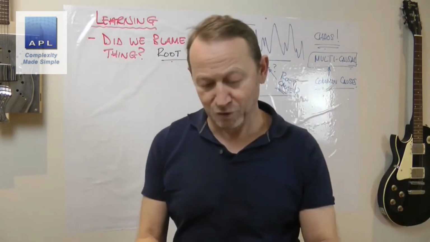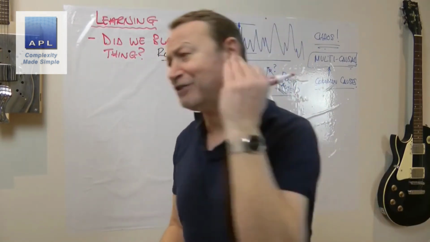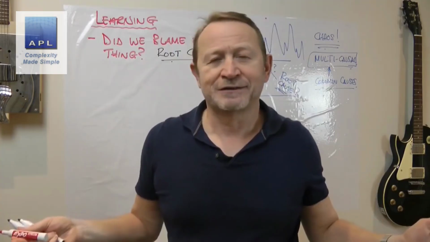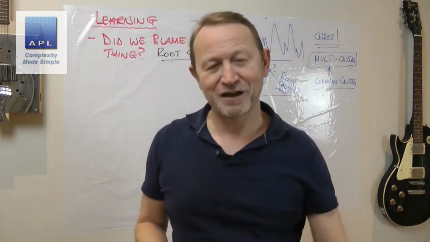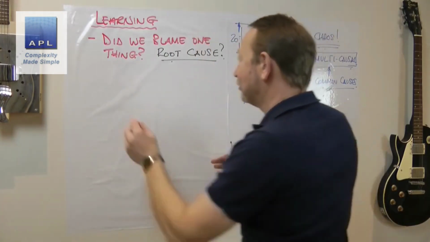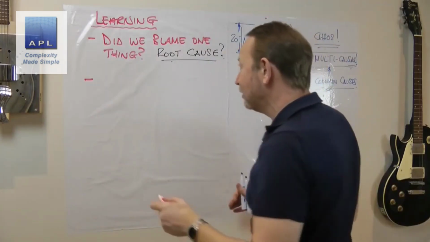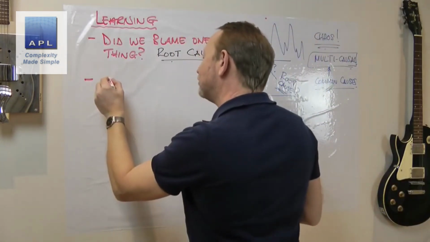That's really important. Everybody's looking for root cause. Everybody's saying, I know what it is, I know what it is. No. When you've got chaos, it's multi-causal. Okay, that's learning point number one. Learning point number two, so write these down, folks. Let's have a look.